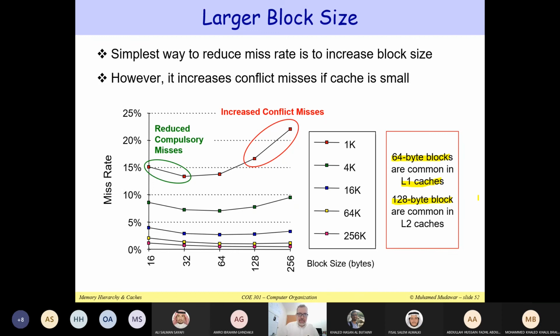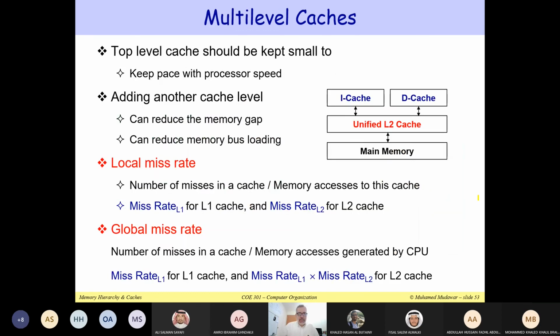But having a common block size simplifies the hardware implementation. With multi-level caches, we go from level 1 to level 2. You can have an instruction cache and a data cache, both at level 1, and then there is a unified level 2 cache. Unified means that it contains blocks of instructions and blocks of data. If there is a miss in the I cache, we first go to level 2, and if it is a miss in level 2, we go to the main memory. The same thing for the data cache.